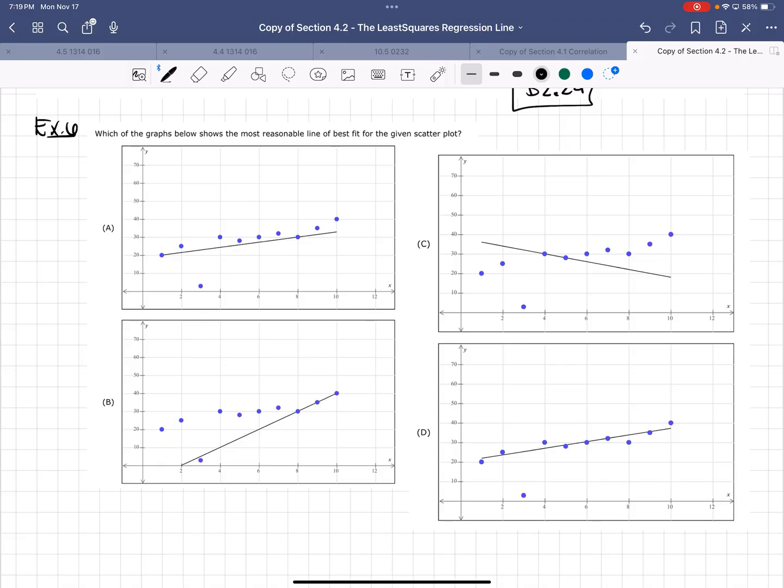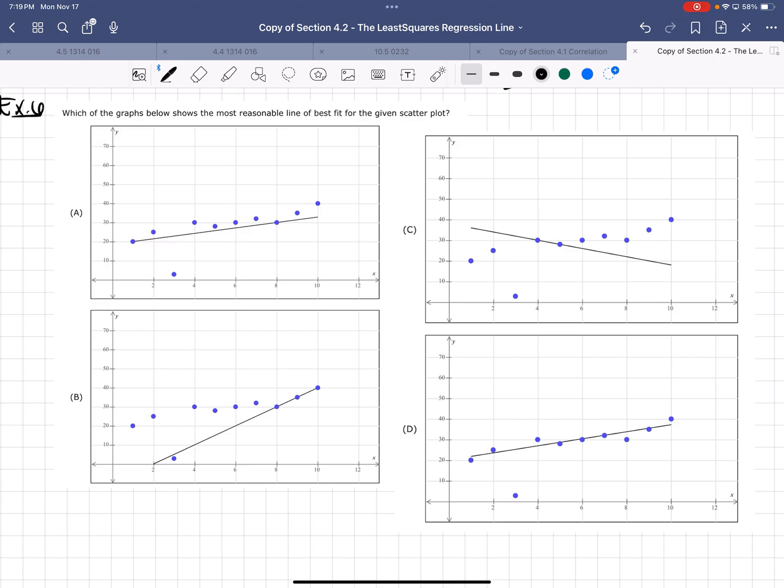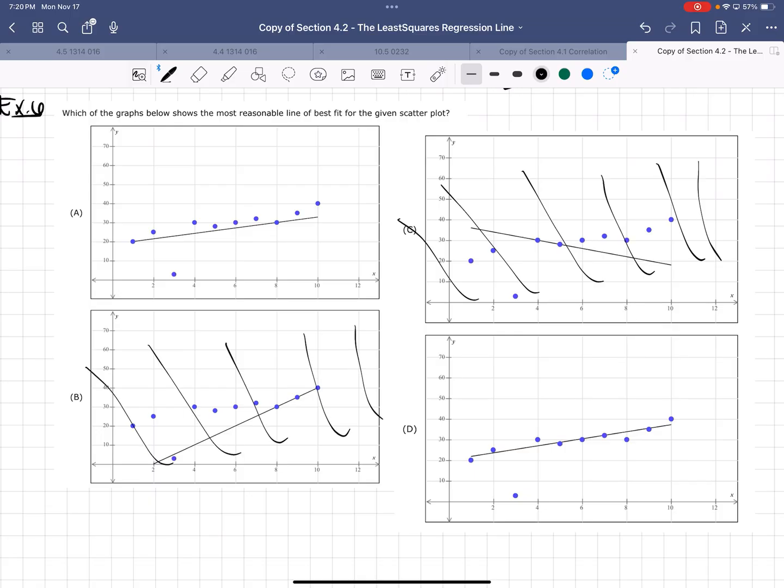Okay, which of the graphs below shows the most reasonable line of best fit for the given scatter plots? Guys, this is pretty much an eyeball thing, okay? Which one of those lines matches the best with its data? You know it's not C. Get rid of that. You know it's not B. Look at him sticking. He's way down there and his points are up high. So, the ones in question are A and D.